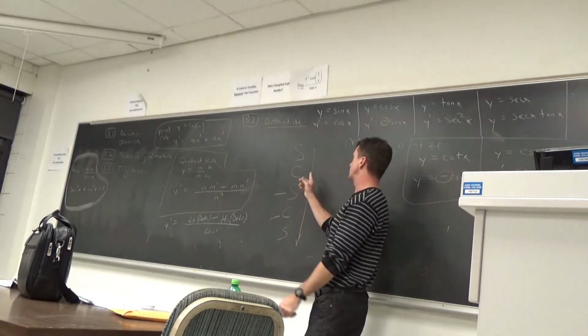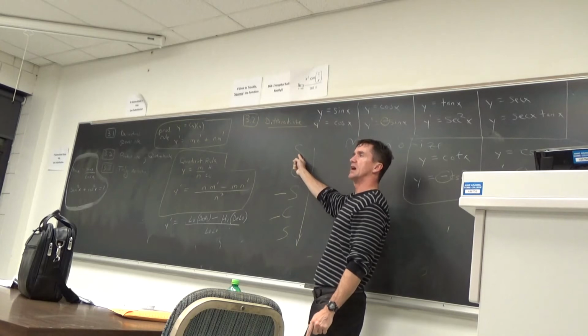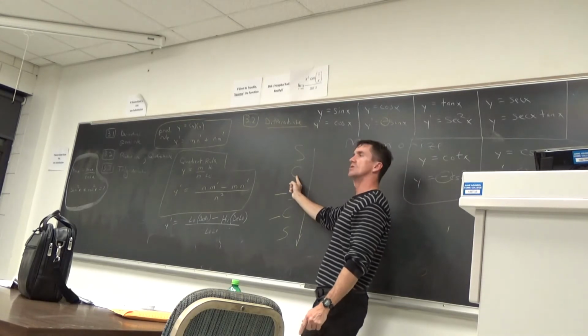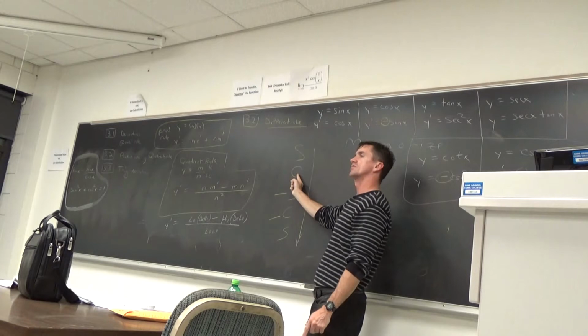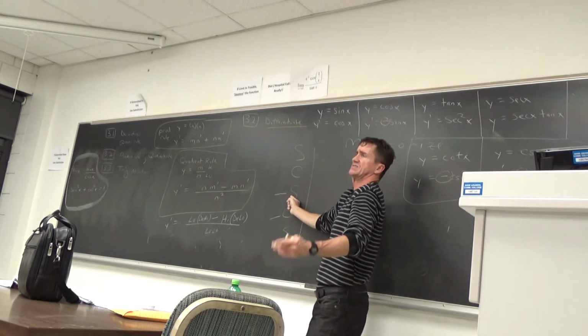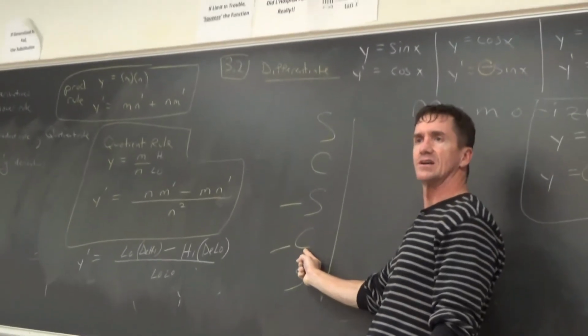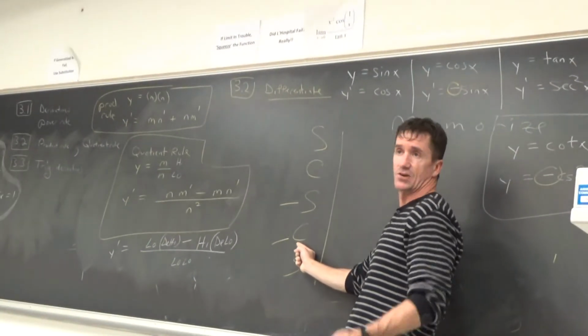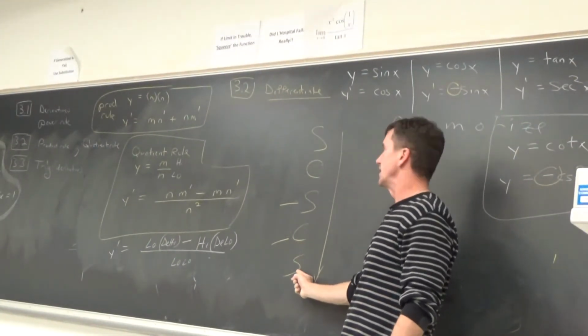So what does this mean? Oh, the derivative of sine of x is cosine of x. Oh, what's the derivative of cosine of x? Negative sine of x. What's the derivative of a negative sine of x? Negative cosine of x. What's the derivative of a negative cosine of x? Sine of x. And then you return to here.